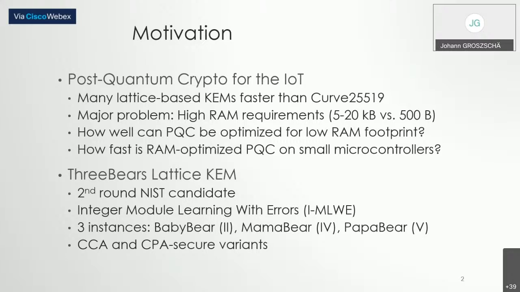But there is also bad news, and the bad news is that, at least according to the current benchmarking results, most of the lattice-based crypto systems, or in general, most post-quantum crypto systems, have very high RAM requirements. Typically in the area of 5 to 20 kilobytes, which is at least an order of magnitude more than Curve25519, which can be implemented to have a RAM consumption of only 500 bytes.